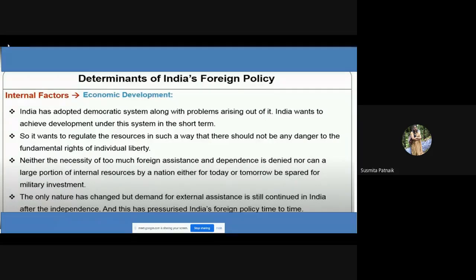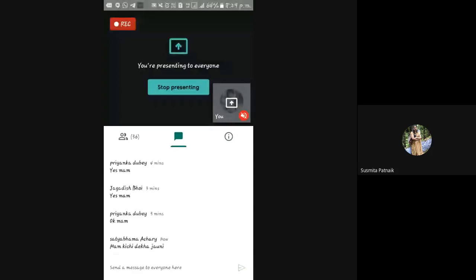Neither the necessity of too much foreign assistance and dependence is denied, nor can a large portion of internal resources by a nation, either for today or tomorrow, be spared for military investment. So India has one principle is there.